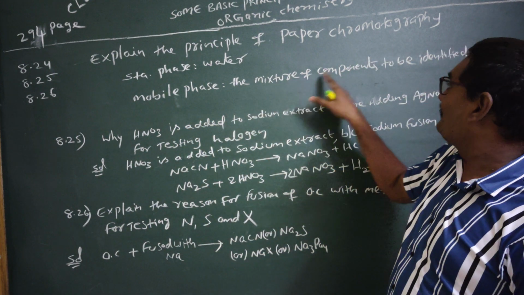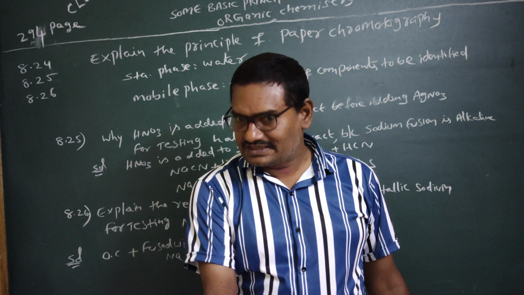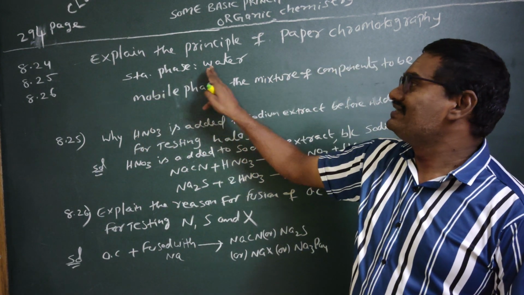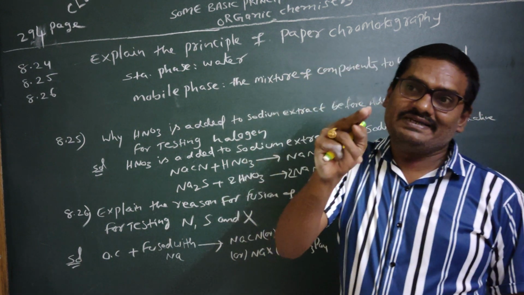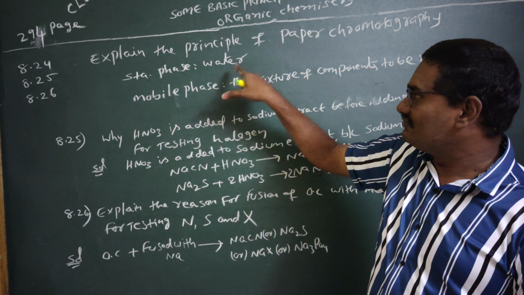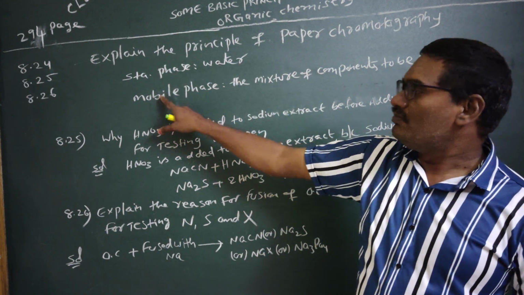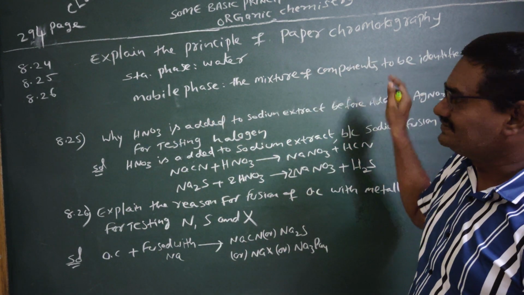The mobile phase is the mixture of the components to be identified, in which you will discover the components. The stationary phase is the water which is dispersed in the cellulose. The paper is impregnated with water in the cellulose. So the stationary phase is water, and the mobile phase is the mixture of components to be identified.